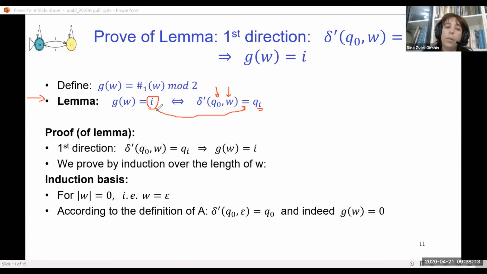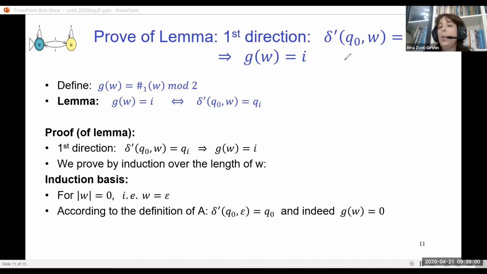So I would like to claim that if in the original language we had a word where, after dividing the number of ones by 2, we have 0, then in the automaton that I've built we will finish reading the word in the state Q0. And if I have a word with an odd number of ones, the counter of ones modulo 2 equals 1, and the meaning is that in my automaton, I will finish reading in the state Q1.